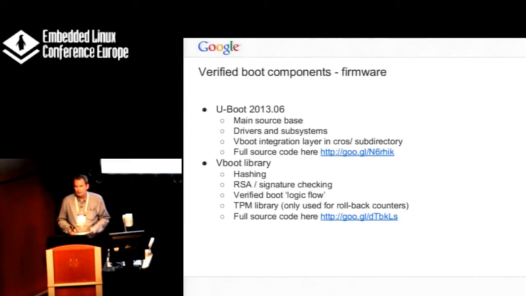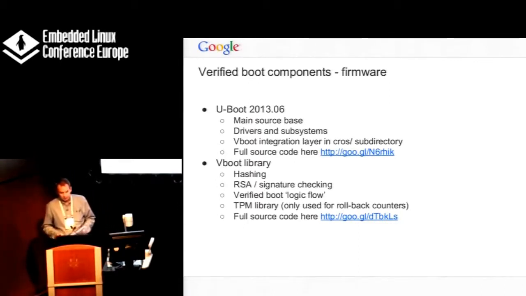The vboot library was originally written 3 years ago to work with UEFI, which is what Chrome OS initially was going to use. It includes hashing functions, RSA, and all sorts of things, much of which we've been able to upstream into U-Boot now. So U-Boot has support for TPMs, RSA, hashing, and so on, not all of it done by Chrome OS, of course. Anyway, we're still using the vboot library, and the source code is available for that as well at that link.